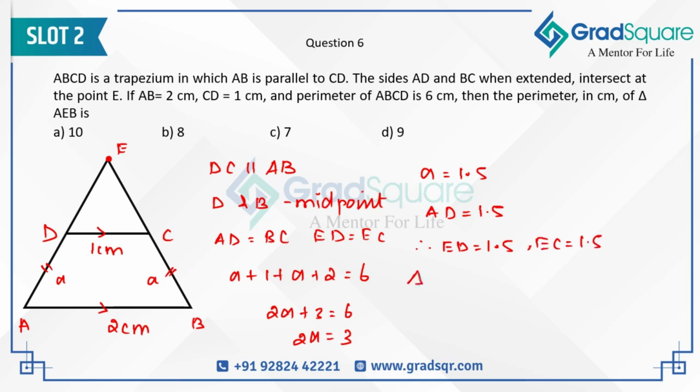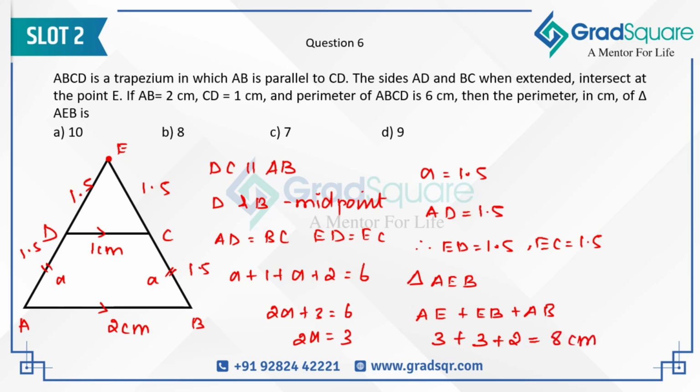Now, the perimeter of the triangle AEB will be the sum of the sides AE plus EB plus AB, which is going to be 1.5 plus 1.5 because D is the midpoint. So these two sides will become 1.5. So the total length of AE is 3 centimeter. EB is also 3 and AB is 2. That makes the perimeter of triangle AEB to be 8 centimeter. Option B is the answer for this question.